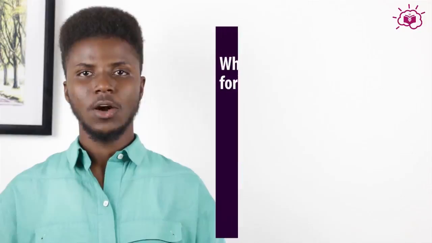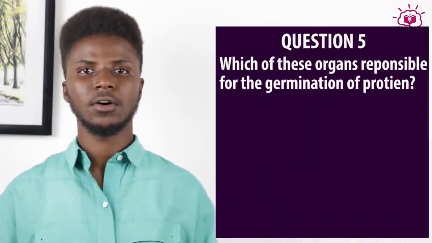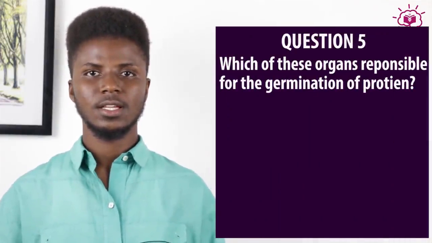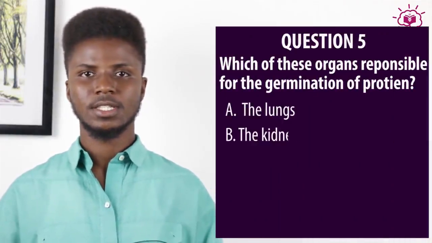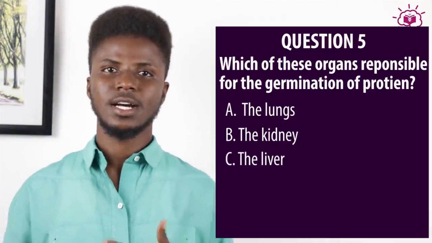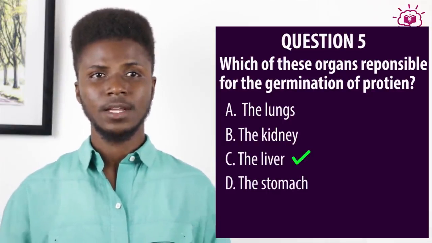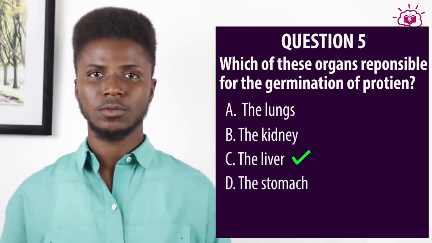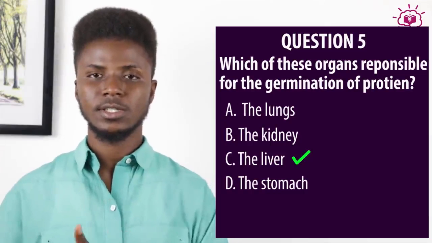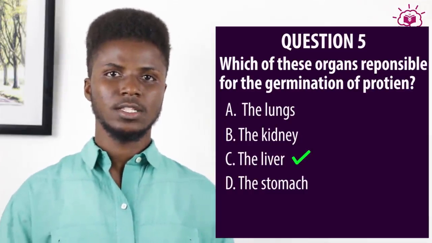It states, which of these organs is involved in the deamination of protein? A. The lungs, B. The kidney, C. The liver, and D. The stomach. The answer is C. Liver. The liver does the deamination of protein, changing it to urea before transporting it to the kidney for excretion.